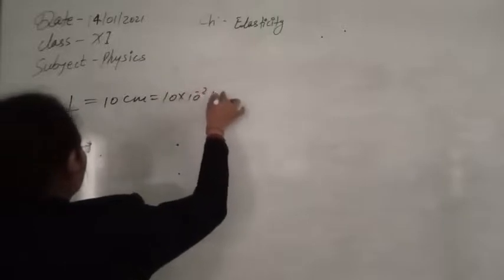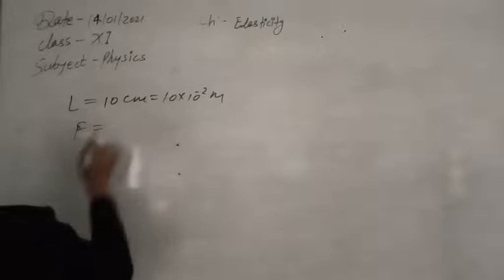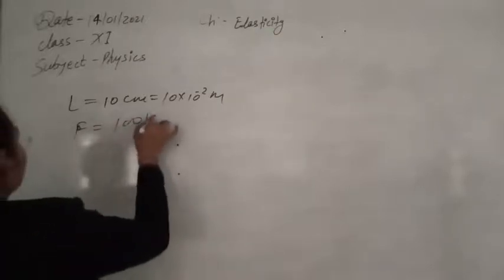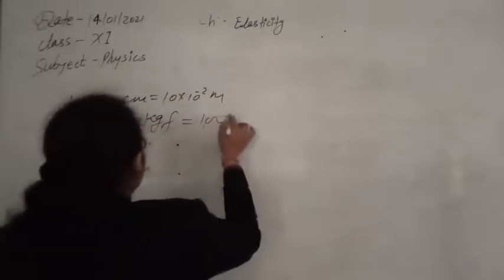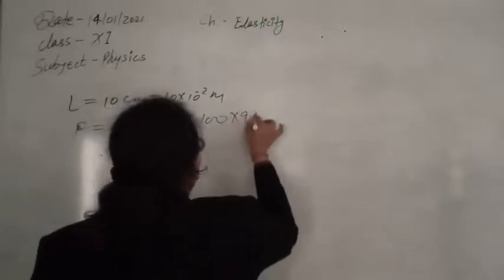The force is given, which is 100 kilogram force. Now let's convert kilogram force from the gravitational unit into normal units by multiplying it by 9.8. So this is converted into Newton.